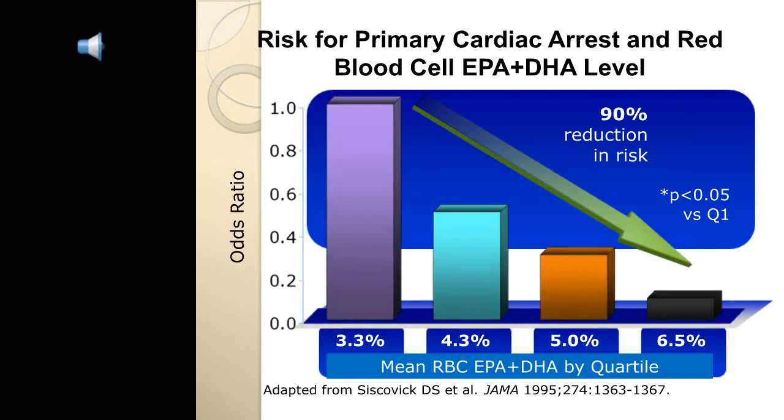And indeed, just a range between a low level at 3.3% of fatty acids and a high level at nearly twice that, 6.6% of fatty acids, would describe a change in the risk of cardiac arrest of something like a tenfold difference, and so a 90% risk reduction potentially associated with the difference in the red cell fatty acid composition between these two groups.